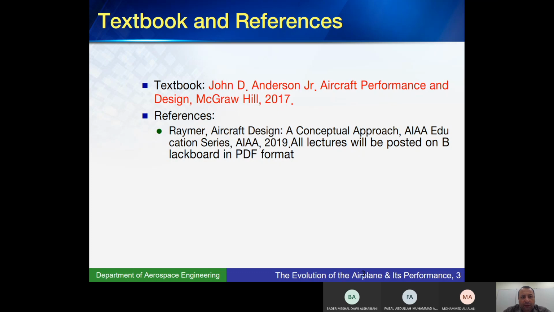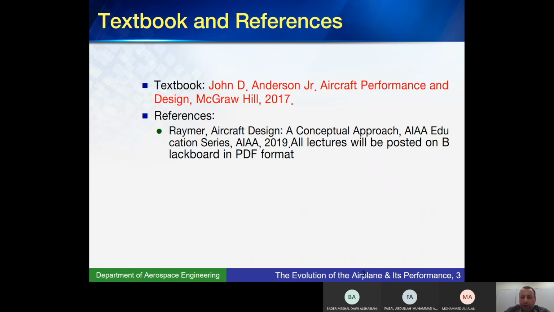So meanwhile, we are going to use the slides. If you have a PDF version of the textbook, that would be fine until we get the textbook next time. John Anderson's textbook is basically a performance book, aircraft performance, and you're going to understand why as we go into the topics that we're going to cover, with a slight taste of design at the end, because it's an introduction to aircraft design.